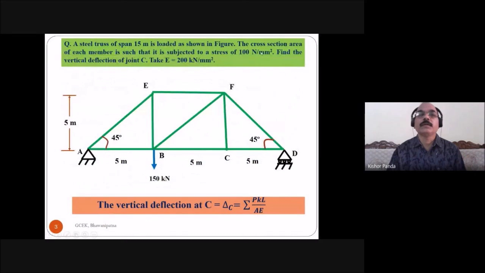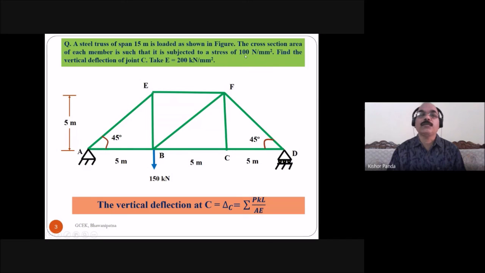Here, given the cross-sectional area of each member is such that it is subjected to a stress of 100 Newton per mm square. This is your given. The stress is given as 100 Newton per mm square. So here you got the force, so you can find out what is the area of the truss, because the stress of all the members is given as 100 Newton per mm square.